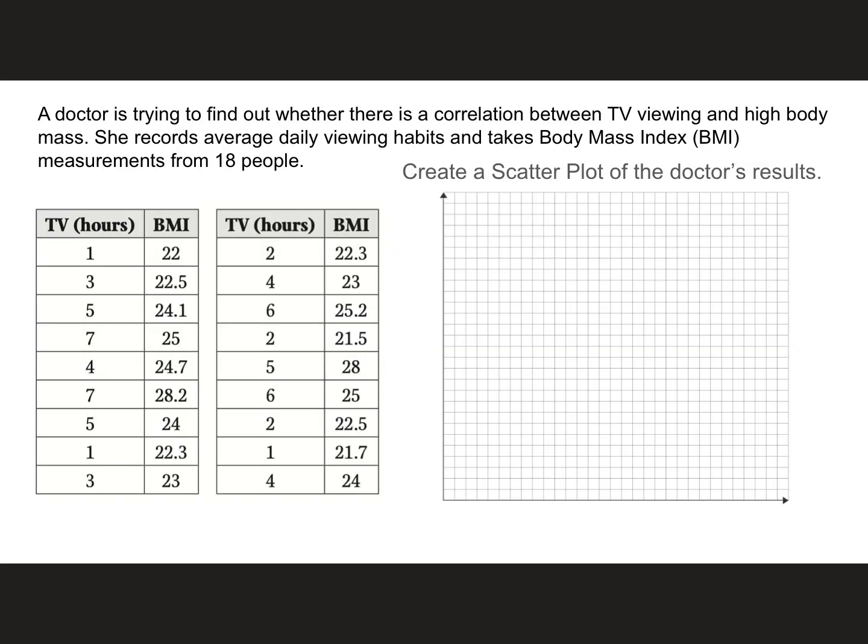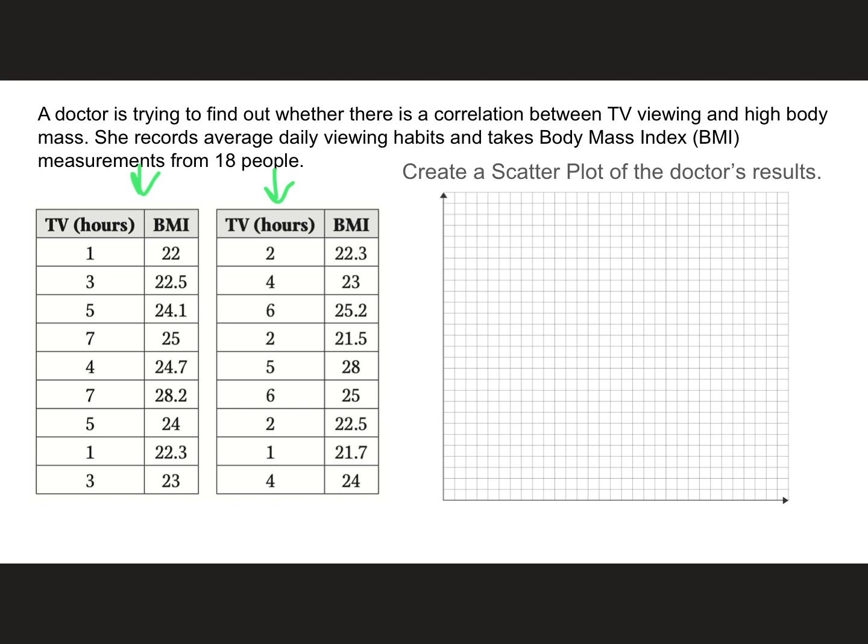So first, let's look at this situation. A doctor is trying to find out whether there is a correlation between TV viewing and high body mass. She records the average daily viewing habits and takes body mass index measurements from 18 people. So you can see that data recorded here. One thing to keep in mind is this is one table. I sort of split it into two columns just so that you could get to it easier.